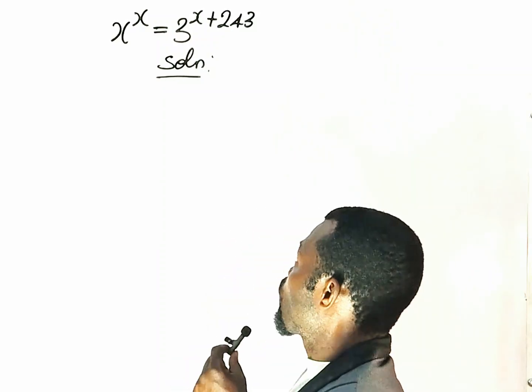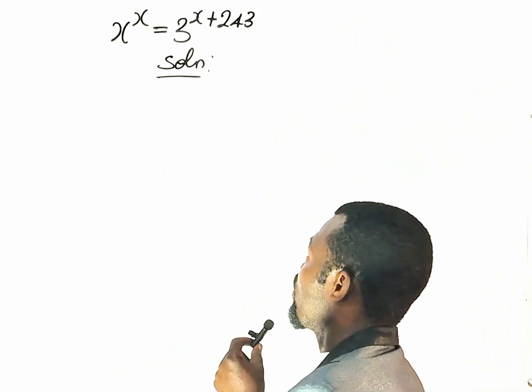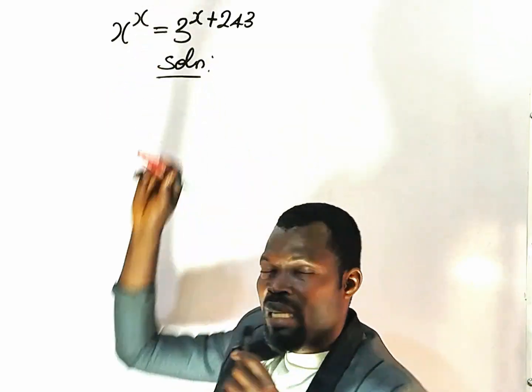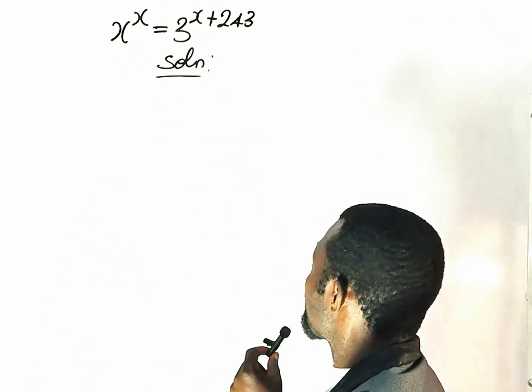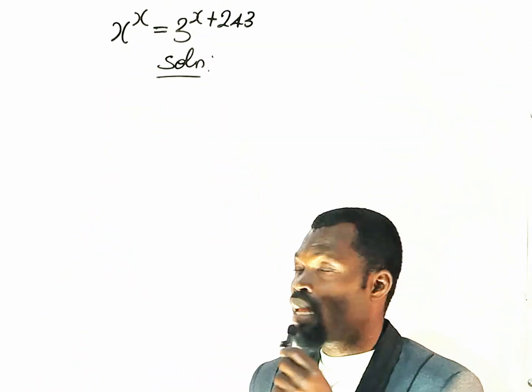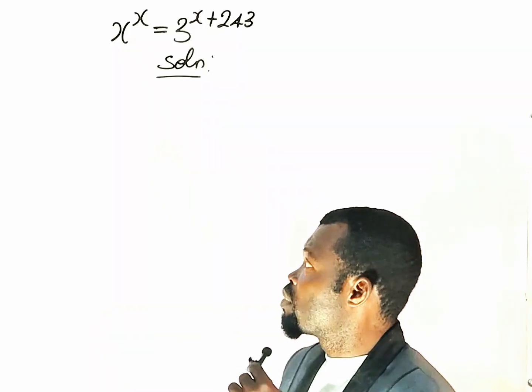Welcome back. Let's solve this simple problem on the board. x^x = 3^(x + 243). How do you solve this problem?